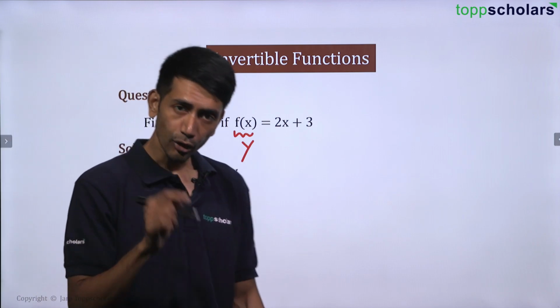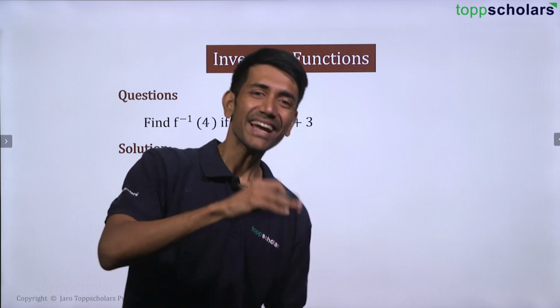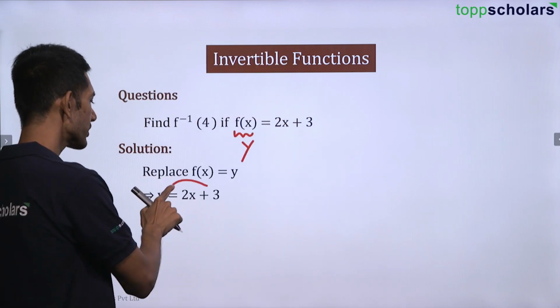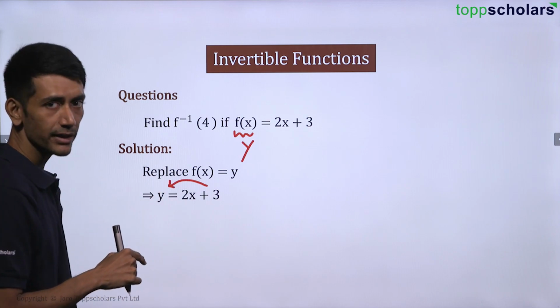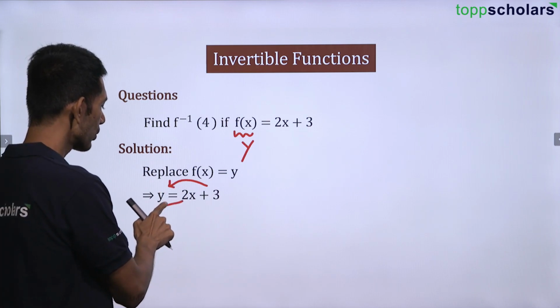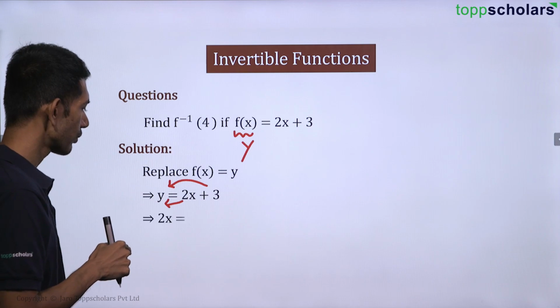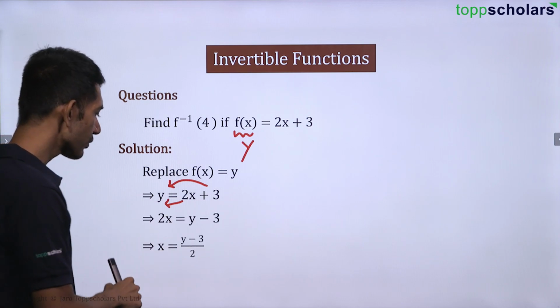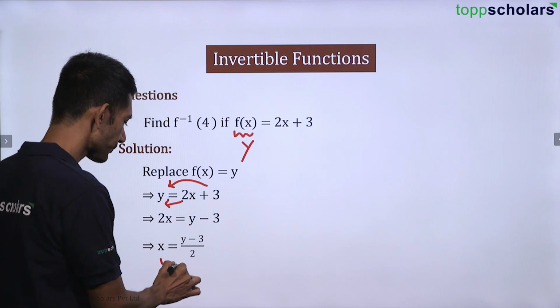Now you solve this further and take x in terms of y. x in terms of y. For that you need to shift 3, y minus 3. Then you need to drag this 2 down. What do you get? You get 2x is equal to y minus 3. So x is y minus 3 by 2.